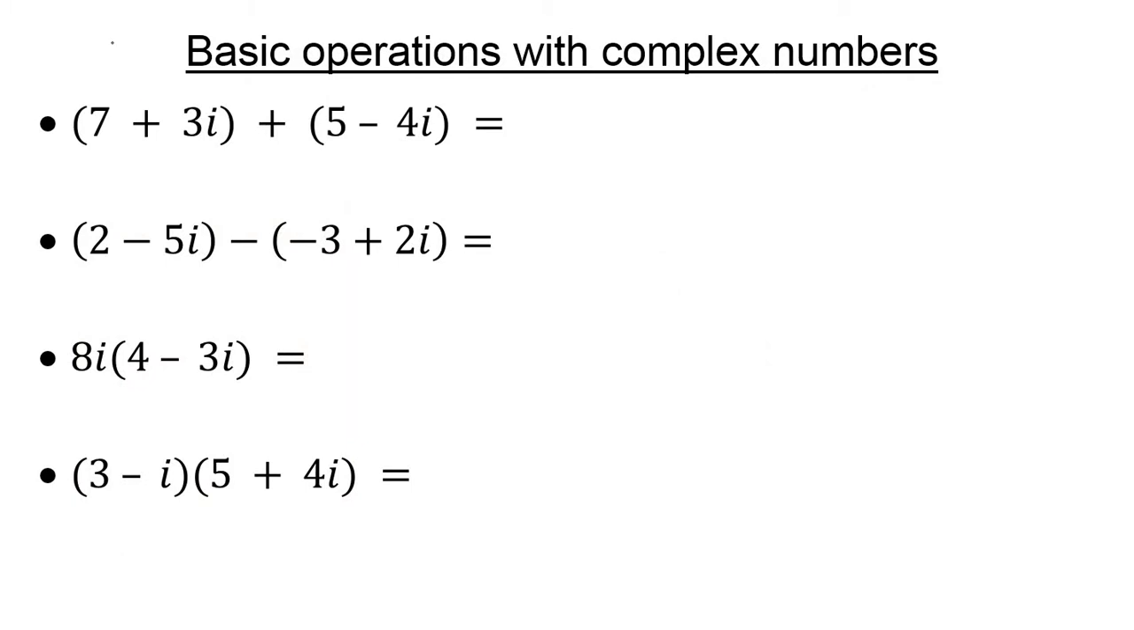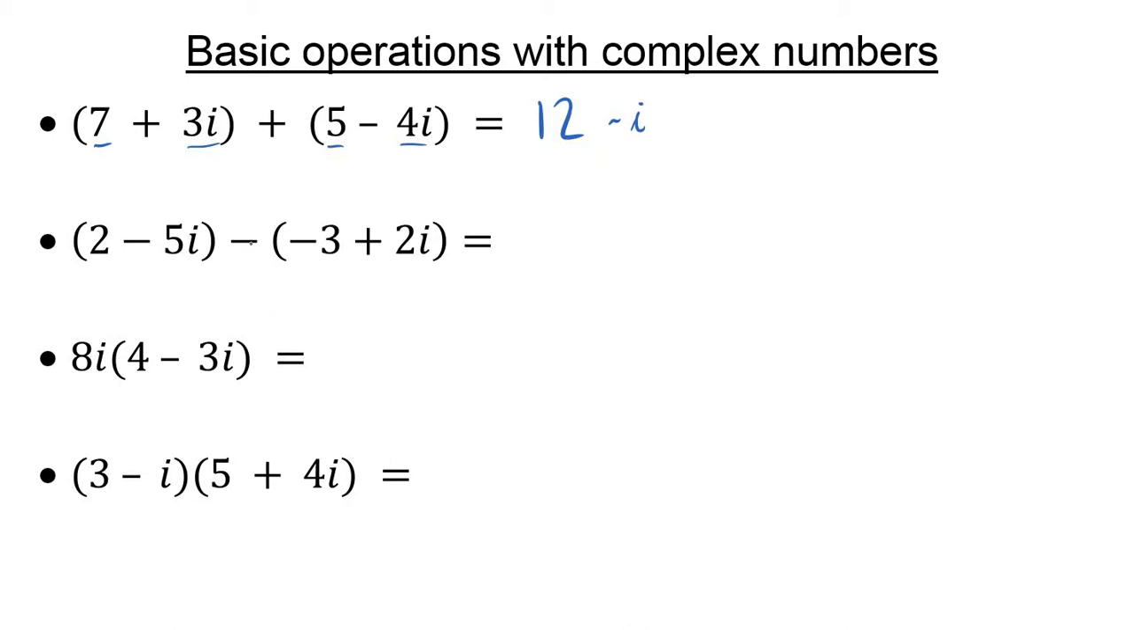How about some other basic operations with complex numbers? I like to kind of think of like terms. So you can add the real to the real and the complex or imaginary to the imaginary. So what's 7 plus 5? Well, that's just 12. What's 3i minus 4i? Well, that would be negative 1i, and you don't need to write a 1 in front of it.